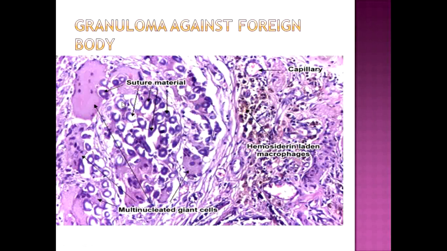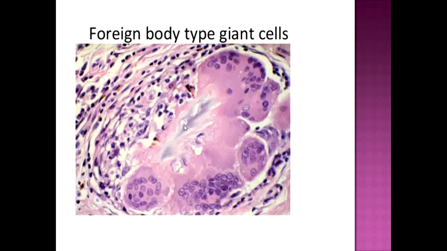These are the suture material, and these are foreign body type giant cells and a collection of epithelioid cells. This is a foreign body type granuloma that is formed against suture material. Again, these are foreign body type giant cells in which the nuclei are centrally placed, and this is the foreign body.